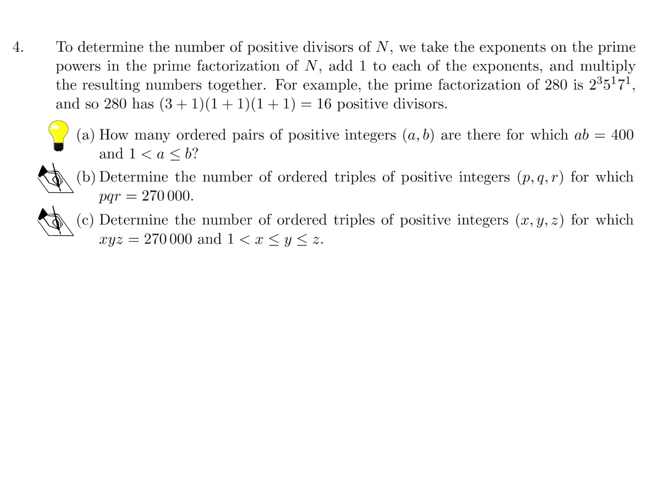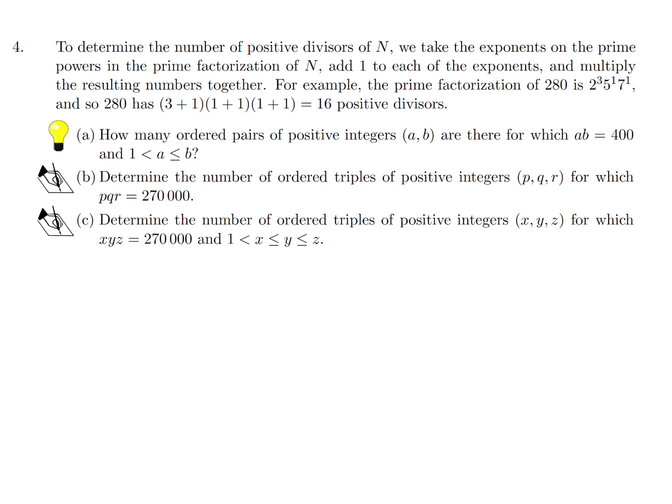To determine the number of positive divisors of n, we take the exponents on the prime powers in the prime factorization of n. Add 1 to each of the exponents and multiply the resulting numbers together. For example, the prime factorization of 280 is 2 to the power of 3 times 5 to the power of 1 times 7 to the power of 1. And so 280 has 3 plus 1 times 1 plus 1 times 1 plus 1, which equals 16 positive divisors.